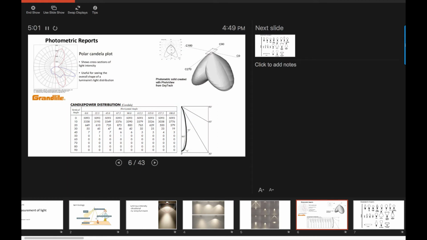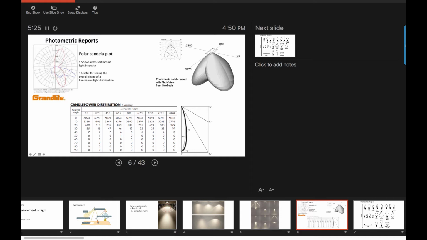So what we see nowadays, because of computers, we'll see these charts. They're called polar candela plots, or just photometric data. You'll see those from manufacturers. You will sometimes see a three-dimensional representation of the light output.